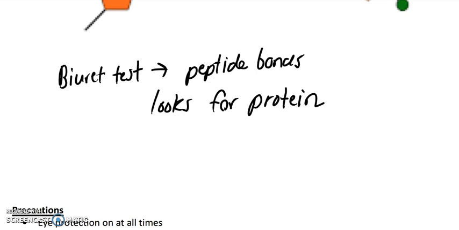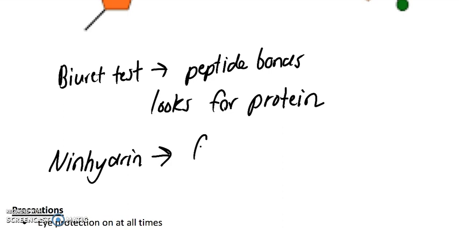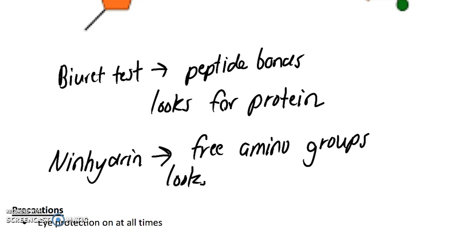The second test for proteins is the ninhydrin test. The ninhydrin test looks for free amino groups. So this basically looks for amino acids. But that's it.